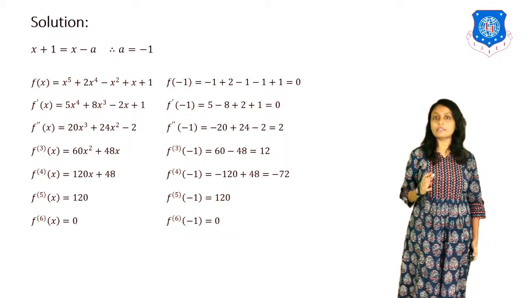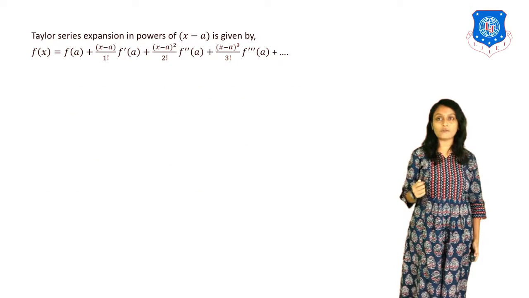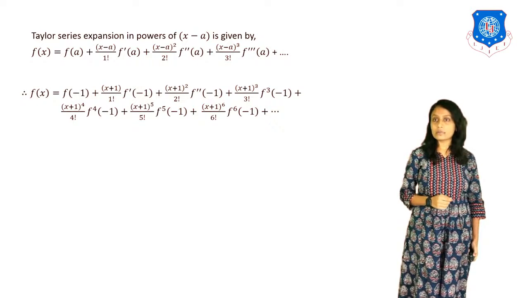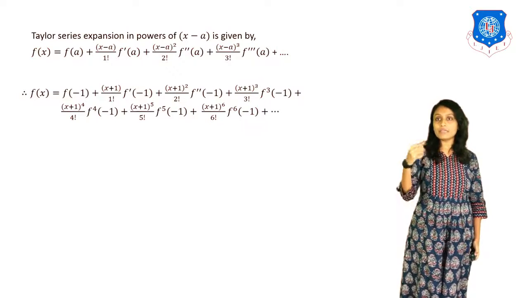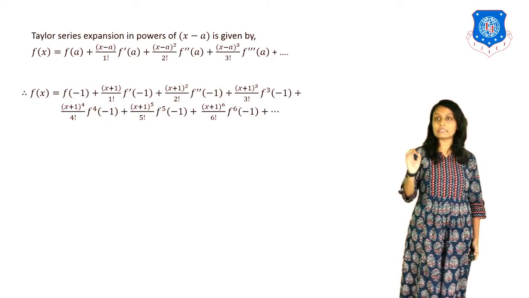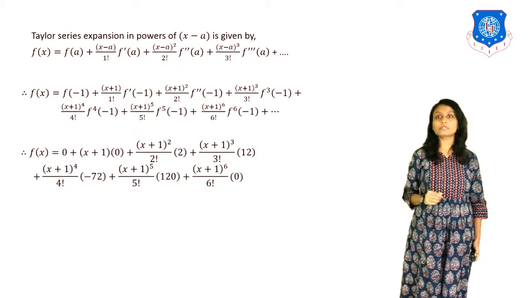Now we have the main formula, the Taylor series in powers of x minus a. This f(x) is equal to f of a plus x minus a upon 1 factorial f dash a plus x minus a whole square upon 2 factorial f double dash a and so on. We will substitute the values of f of a, f dash of a, f double dash of a, f triple dash of a and so on to get the final answer. Now here a is minus 1, so I have substituted minus 1 in place of a everywhere in the above equation. So x minus a will become x plus 1, you can see. Now we will substitute its values.